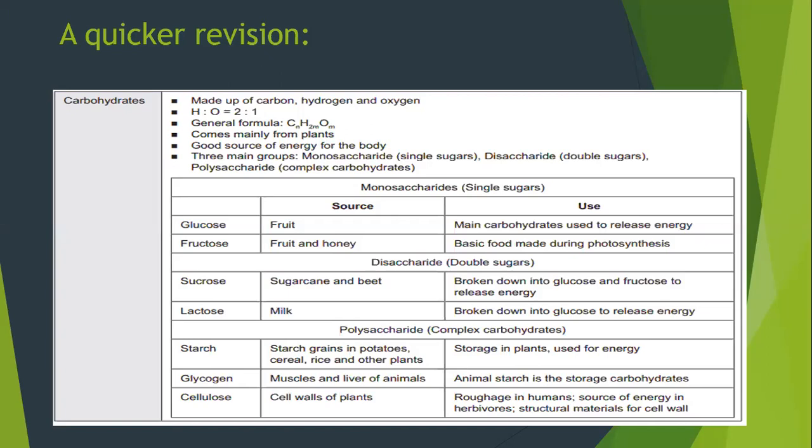Polysaccharide, complex carbohydrates: starch, starch grains in potatoes, cereal, rice, and other plants, and use is storage in plants, used for energy. Glycogen, source is muscles and liver of the animals, use is animal starch, the storage carbohydrate. And cellulose, cell walls of plants, and use is roughage in humans, and source of energy in herbivores, structural material for the cell wall. This is the whole summary which we have learned.